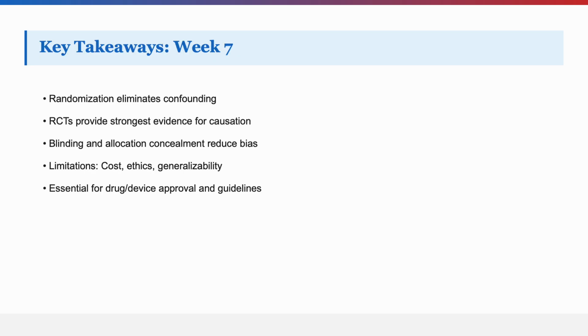Let's summarize randomized controlled trials. Randomization is what makes RCTs special. By allocating treatment by chance, randomization balances all confounders, measured and unmeasured, between groups. This allows causal inference. RCTs provide the strongest evidence for whether interventions work. They sit atop evidence hierarchies and form the foundation of clinical guidelines and regulatory approval. Blinding and allocation concealment reduce the risk of bias from expectations and selection. These methodological features distinguish rigorous from poor-quality trials.